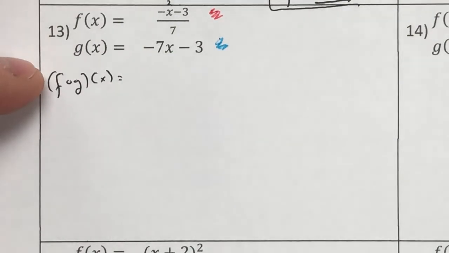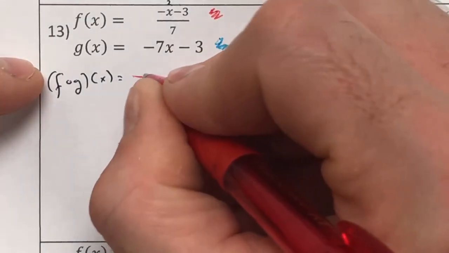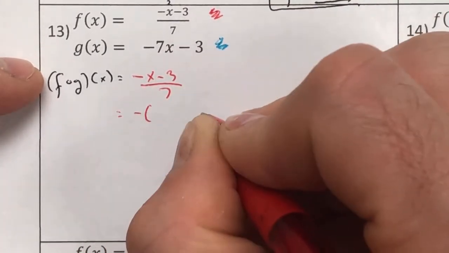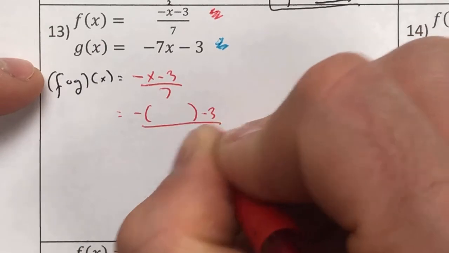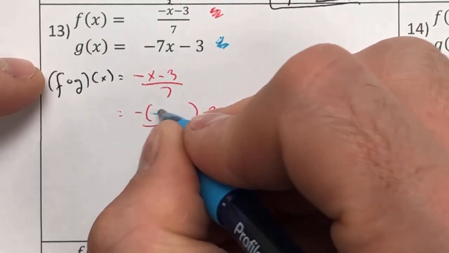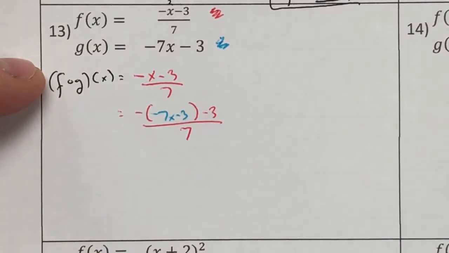So I'm going to take my F and plug in my G. So my F was negative x minus 3 over 7. I'm going to say negative, leave a big ol' space, minus 3 all over 7. The big ol' space is going to be filled up with negative 7x minus 3. And let's get to working.